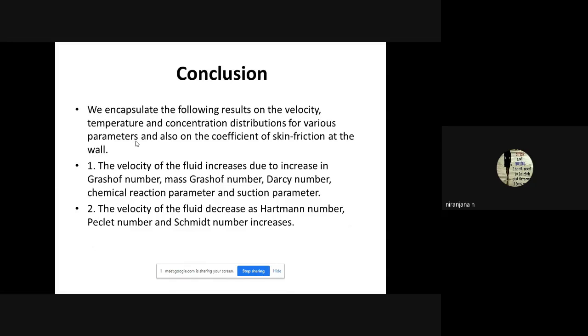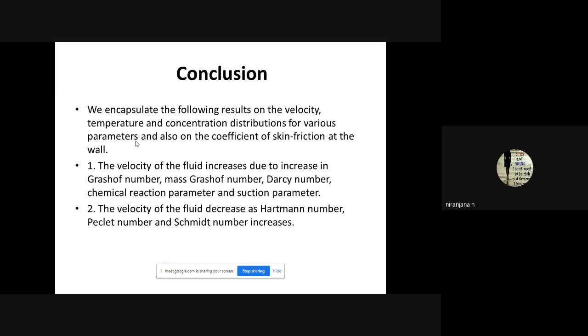In the velocity profile, the fluid velocity increases due to an increase in the Grashof number, mass Grashof number, Darcy number, chemical reaction parameter, and suction parameter. For all these parameters, my graph shows that the velocity profile increases. In the other case, the velocity profile of the fluid decreases as the Hartmann number, Peclet number, and Schmidt number increase. For these three parameters, it shows a decreasing curve.